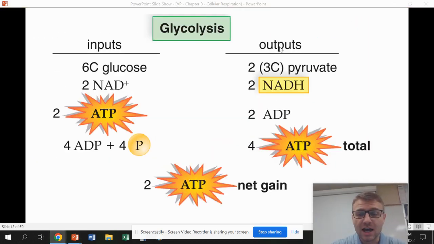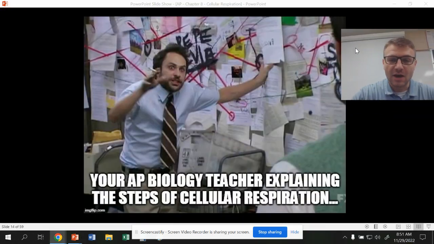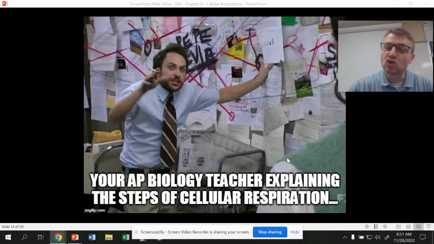So again, like I said, it outputs 2 net ATP because we produced 4, but we had to use 2. We produced 2 NADHs, and we produced 2 pyruvate molecules, which each have 3 carbons. Yeah, this is how I kind of look after explaining this because there's so much going on here. But this is the end of 8.2.